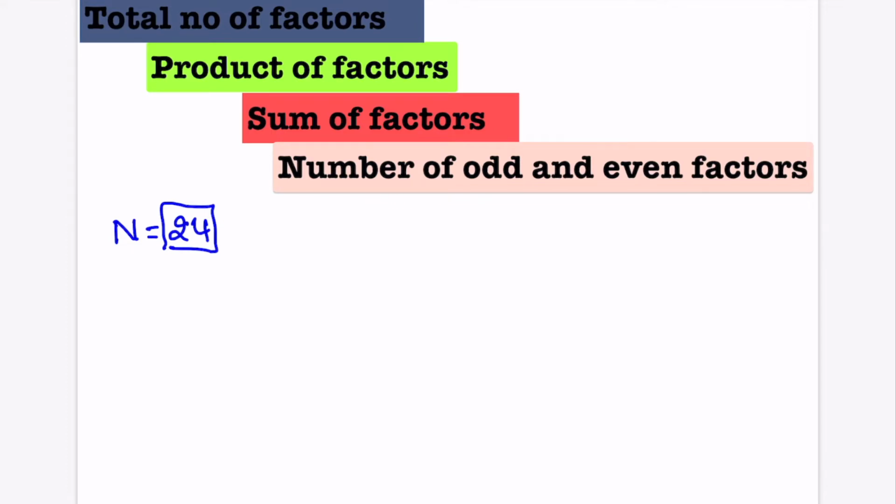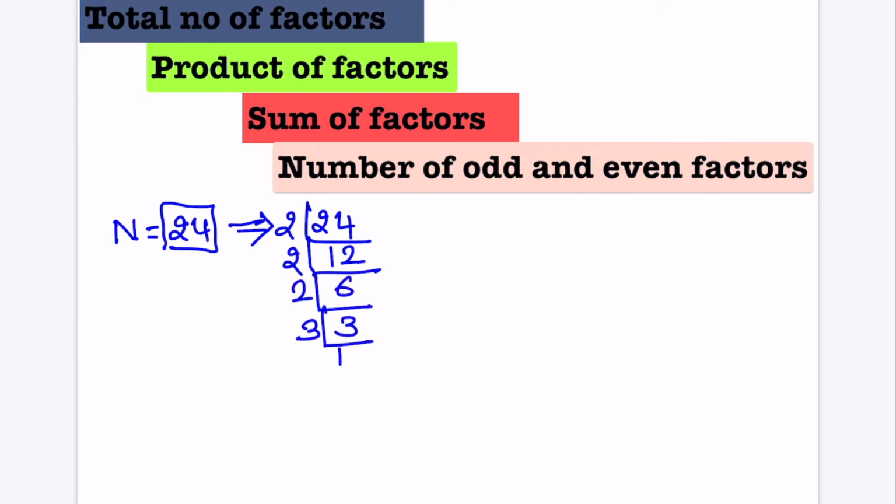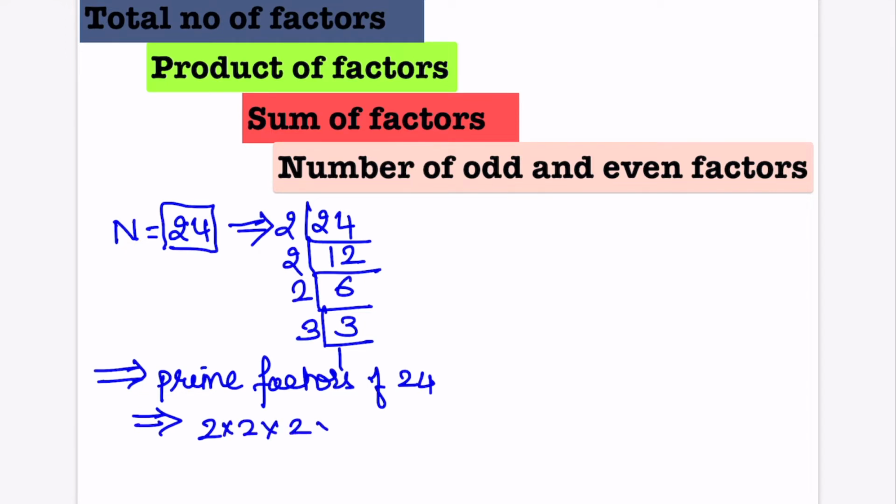Before doing that, we have to find out the prime factors of 24. In order to calculate the prime factors, I had already told in my previous shorts what are prime numbers. Again, I am telling you the definition. The numbers divisible only by the number itself and 1 are called prime numbers. So the prime factors of 24 are 2 into 2 into 2 into 3.